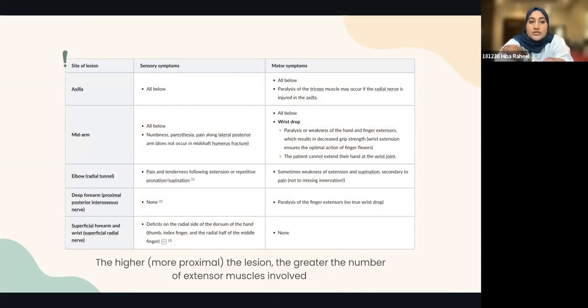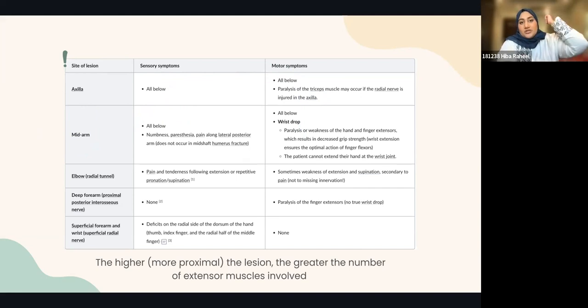So one more time, if the damage is at the axilla, everything below the axilla would have sensory damage, right? And everything below the axilla would have motor damage as well. Paralysis of the triceps, paralysis of every single thing. Let's say that the damage is at the mid-arm, okay? There's like a mid-shaft humeral fracture. So everything below the mid-shaft would be paralyzed, right? And that's a very good way to help you understand where the nerve is actually damaged.